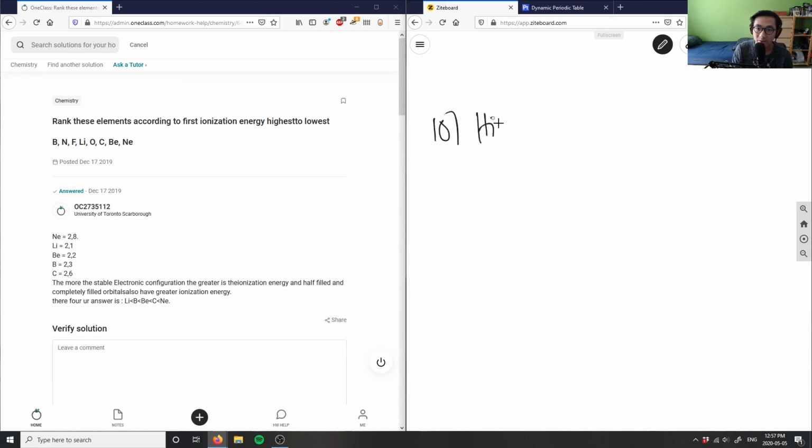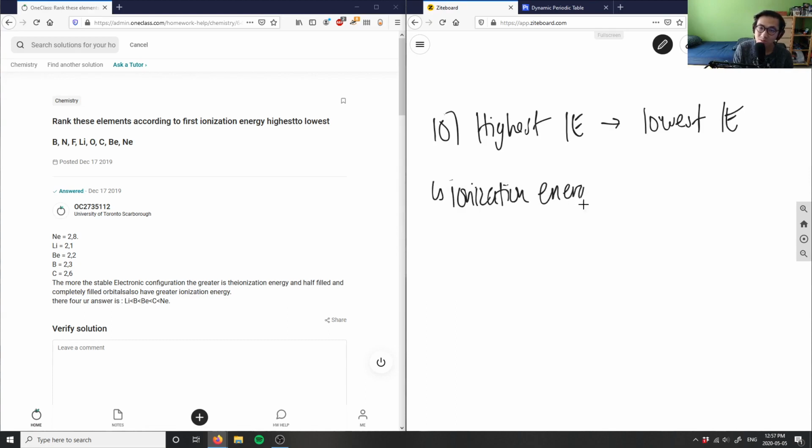So I want highest ionization energy to lowest ionization energy. So if you recall, the ionization energy is simply the energy in which, if I were to take away an electron from the element, the energy is being released, right? So for example, for boron here, if I take away one electron, I'm going to get B plus one e minus, and I'm going to input some energy here, right? So it's kind of the opposite of electron affinity here.